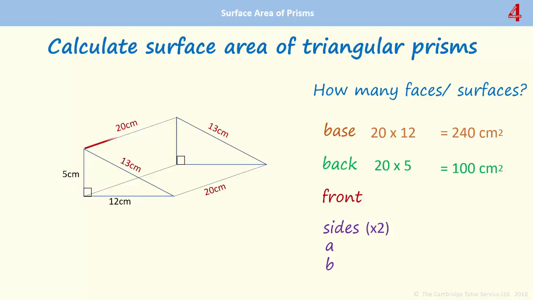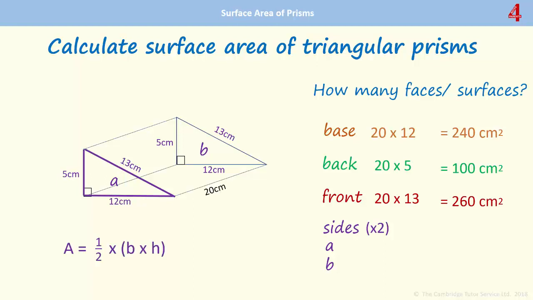And then we have the front or the top bit. And again, that is a rectangle, and it's 20 by 13 centimetres. So the total area of just that face is 260 centimetres squared. Then we work with the triangles A and B. So we have a triangle that's 5 centimetres high and 12 centimetres long. And if you remember the formula for calculating the area of a triangle, it's half of base times height. So here we have 12 times by 5, and we're going to halve that. 12 times 5 is 60, half of that is 30. So the area of one of those triangles is 30 centimetres squared.